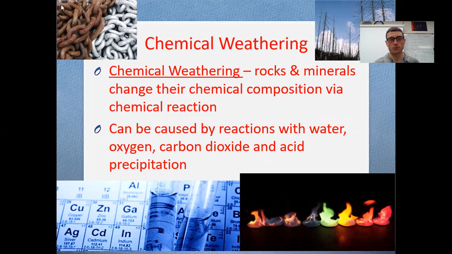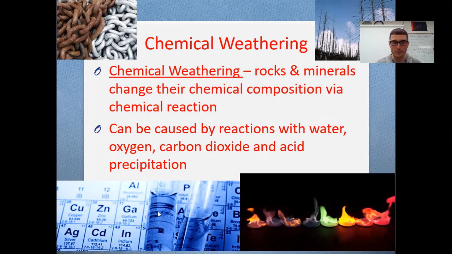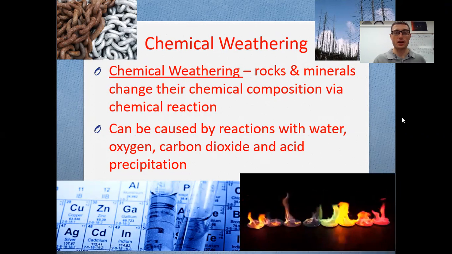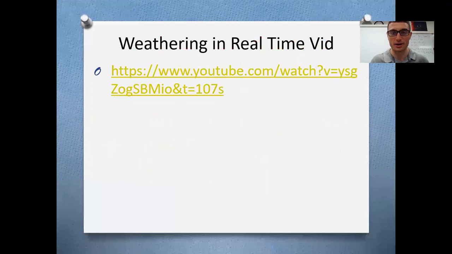An example here, we have rust, the rusting of this metal here. Again, something catching on fire and chemicals. So with any reactions with water, oxygen, carbon dioxide, and acid rain are examples of that. So that is chemical weathering. Again, rust and acid rain are examples.